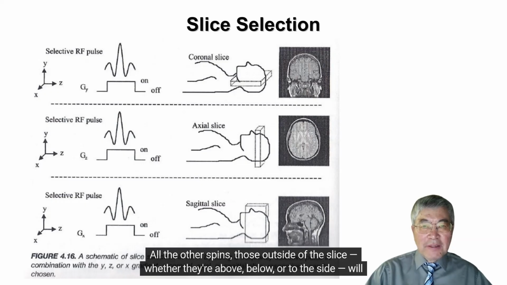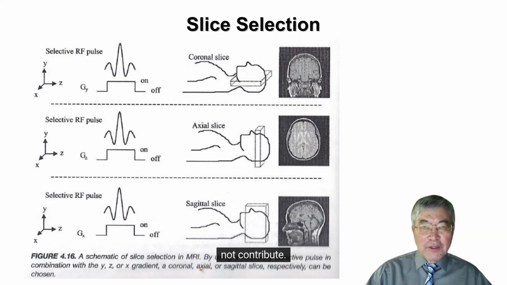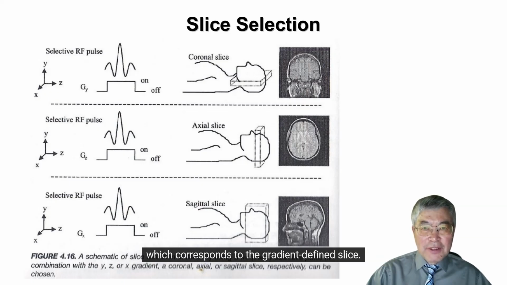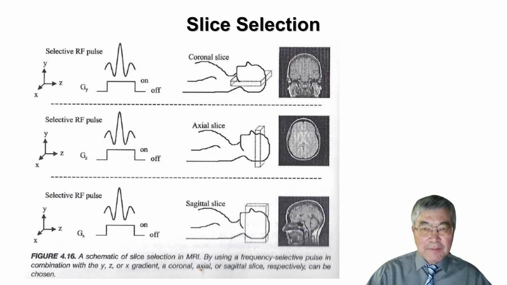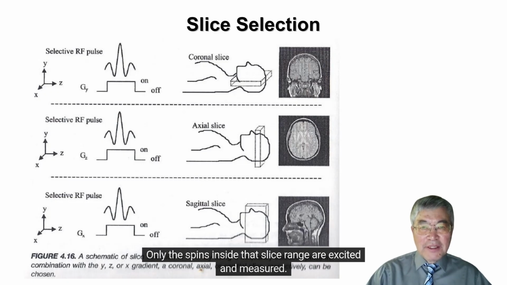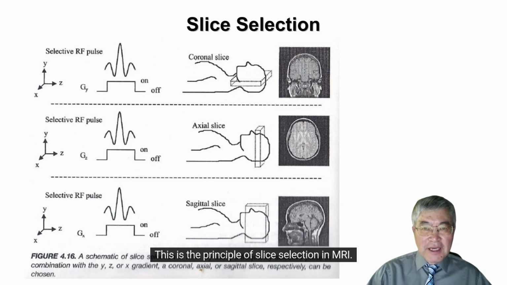All the other spins, those outside of the slice, whether they're above, below, or to the side, will not contribute. Because remember, resonance is only defined for those spins whose frequencies match the selected RF bandwidth, which corresponds to the gradient-defined slice. So in practice, the signals from outside the slice, those spins located elsewhere, remain silent. Only the spins inside that slice range are excited and measured. This is the principle of slice selection in MRI.